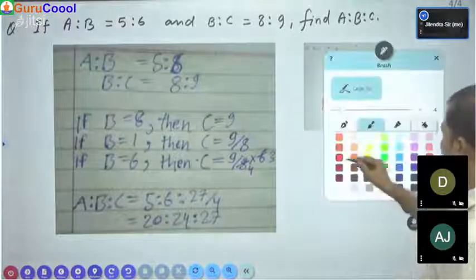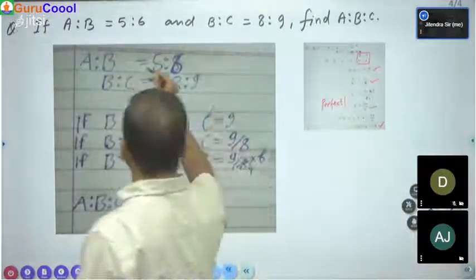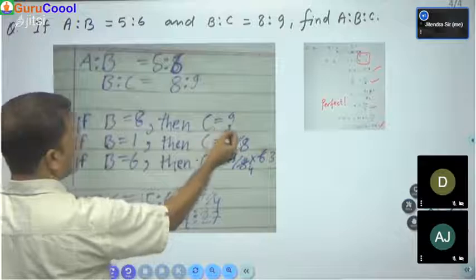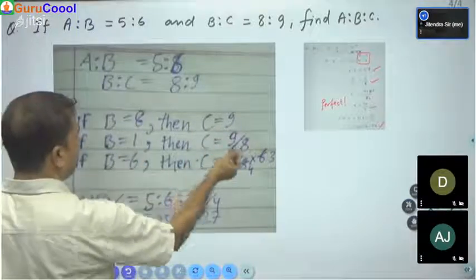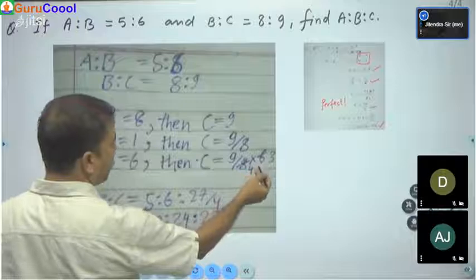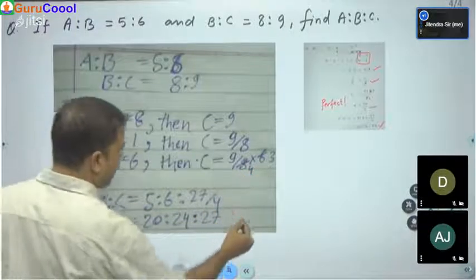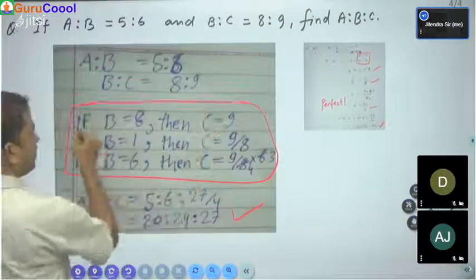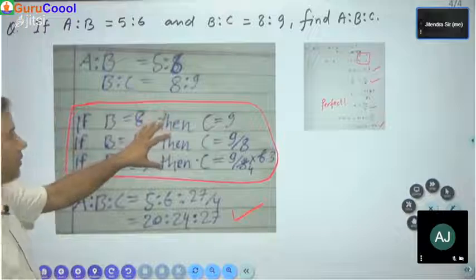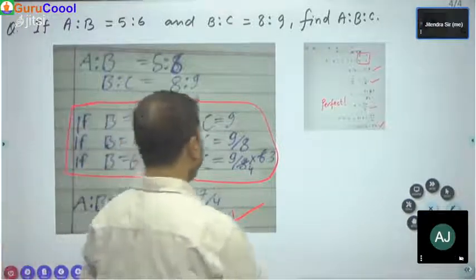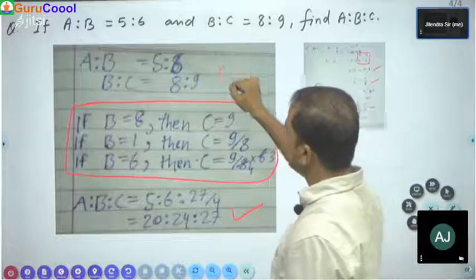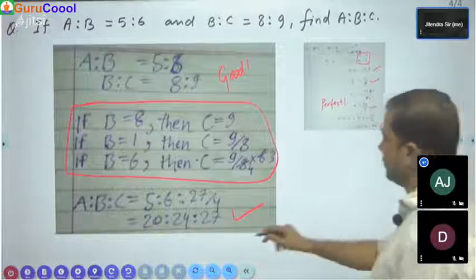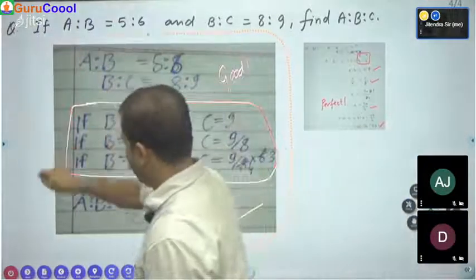Okay, this is your work, Anurag. A is to B, 5 is to 6, B is to C, 8 is to 9. B is 8, C is 9, B is 1, 9 by 8, C is 6, 9 by 8 into 6, 27 by 4. That's also correct. Why didn't you apply the shortcut I taught? Apply the shortcut in this place. Your work will be precise. Okay? Good work. Sir, I thought that this was the shorter form. I taught you just before this question.